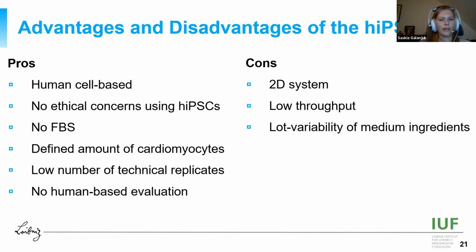Disadvantages are, however, the use of a 2D system. And although only 4 replicates are needed, the assay is still considered low throughput. And we use self-produced FTDA medium for the iPS culture, consisting of 10 different components, which increases the lot-to-lot variability, making the test very error-prone. But however, we are working on this point at the moment.